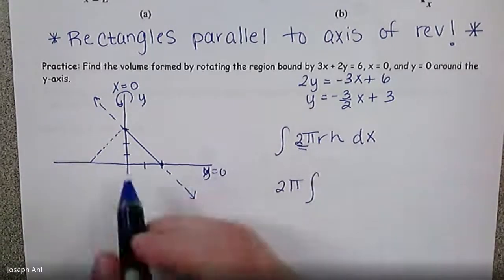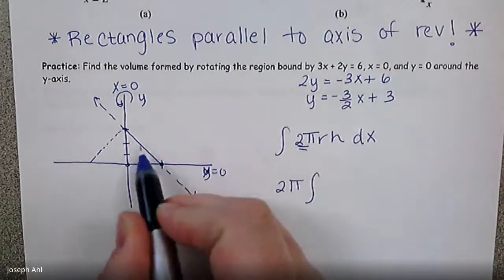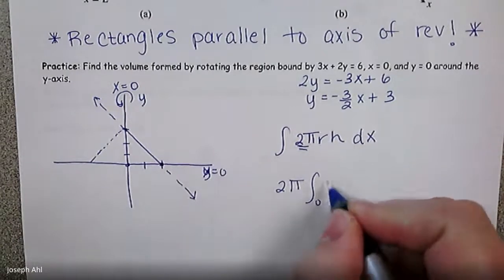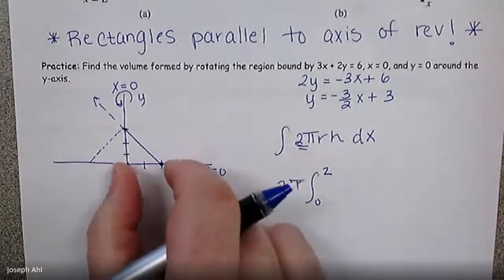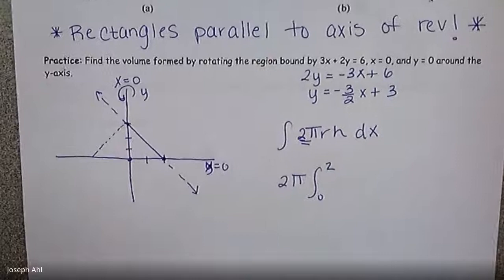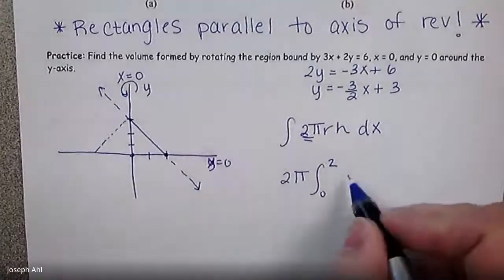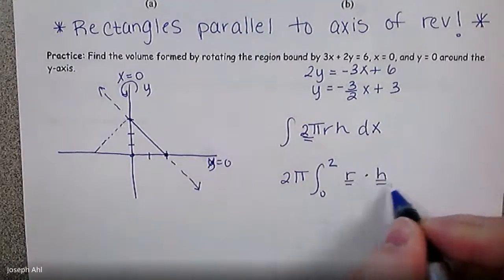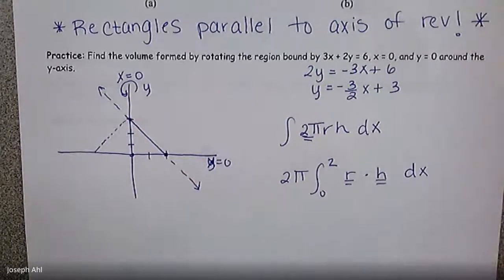So we need to figure out what is the radius and what is the height in terms of x here. The bounds of integration, by the way, for the area of this region that we're spinning around are from 0 to 2. So that's why it was important to know where we hit the x-axis here. We know we're integrating from 0 to 2, but we need to know what r and h are with respect to x.